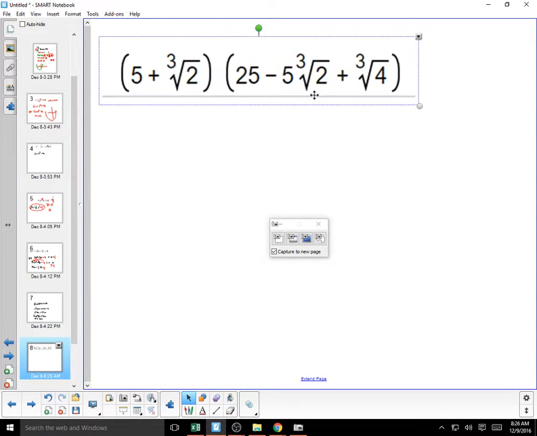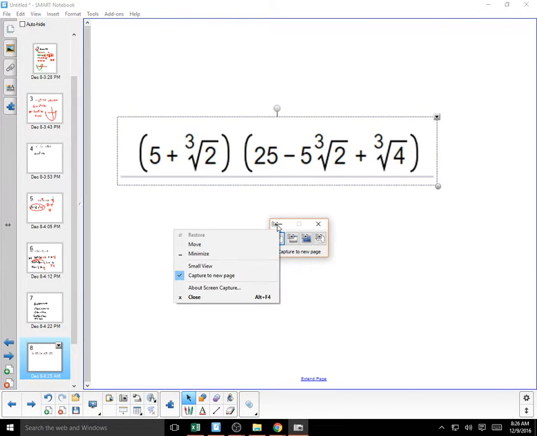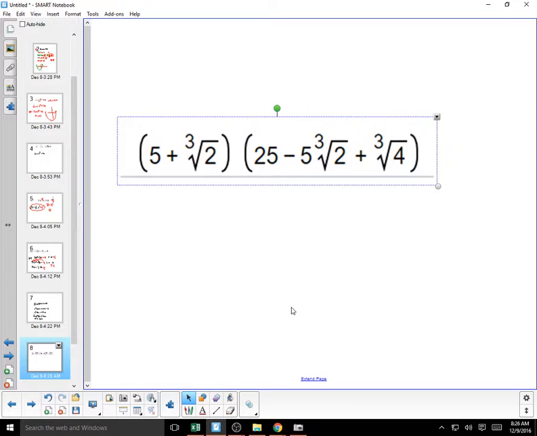Okay. I'm gonna bring this down because I'm too short. I know it's all the way up there. Okay. I'm gonna get my calculator. I'm gonna need it.